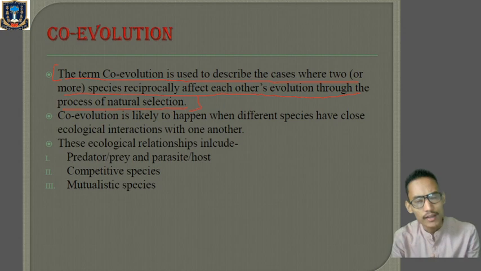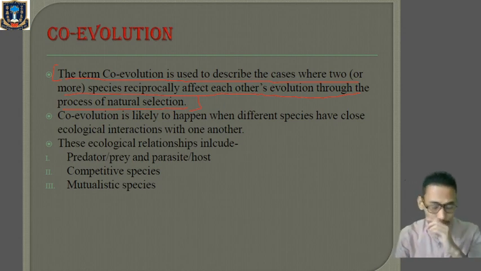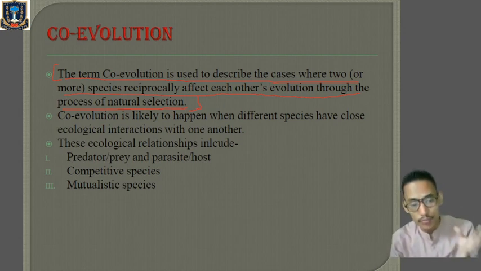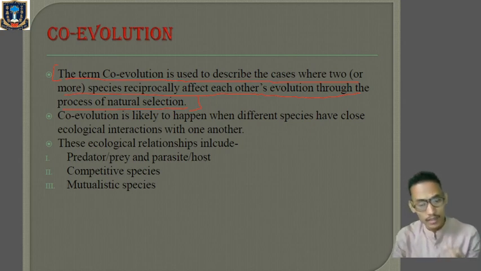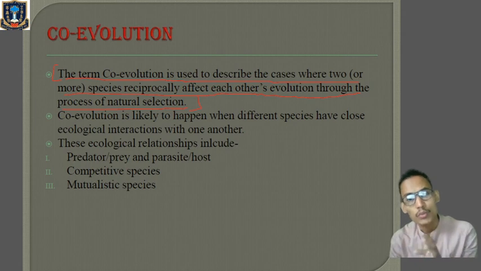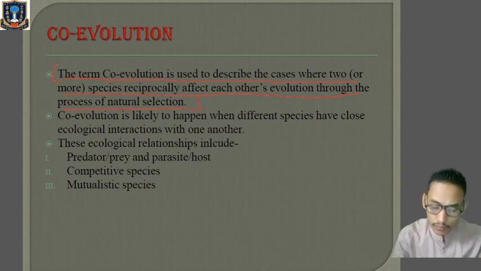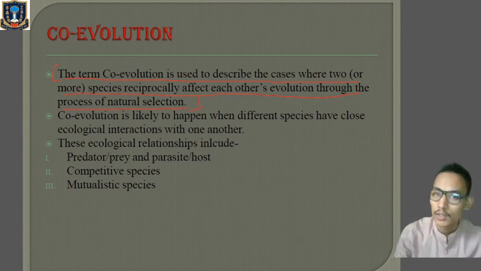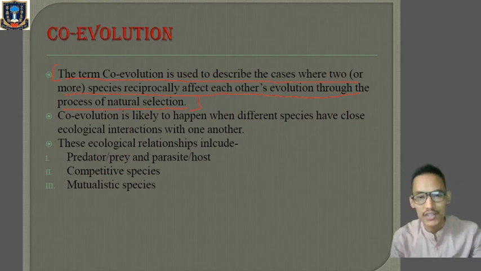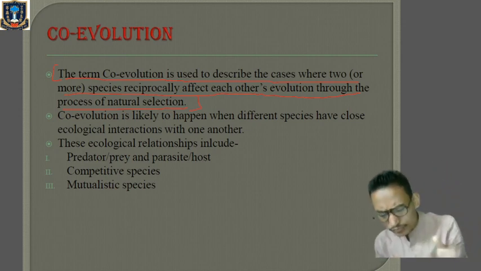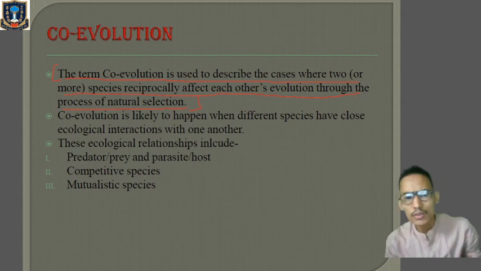This is an example between a plant and an insect that helps in the process of pollination. The bee will collect the nectar from the flower, but at the same time it will also help in pollination, because the pollen grains attach to the body surface of the bee, and when the bee visits from one flower to another flower, it is helping in pollination. Clear? So co-evolution means the reciprocal process where one species influences the evolution of another species.